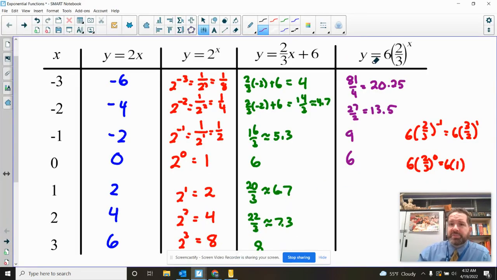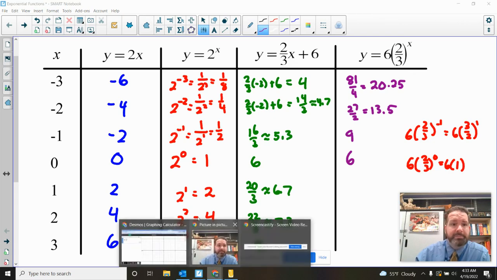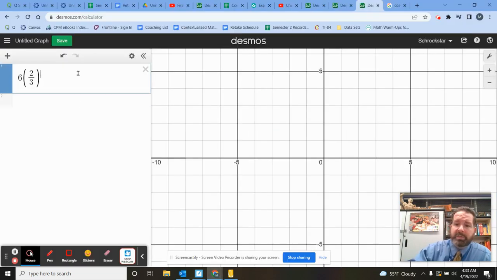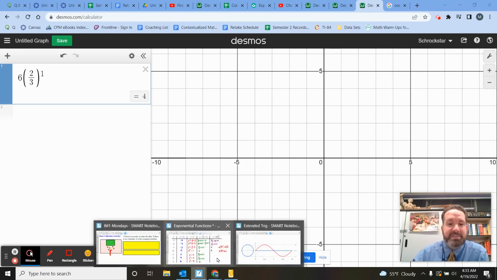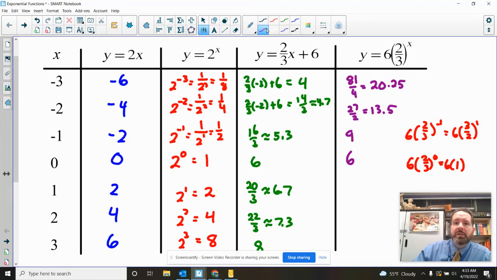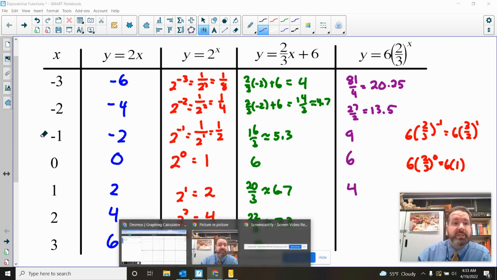Next up, 6 times 2/3 to the first. Now, 6 times 2/3 to the first should end up being 6 times 2, which is 12/3, should be 4. Let's see what happens. This exponent into a 1. Hey, there it is. So let's spot a pattern here. 20.25, 13.5, 9, 6, 4. Notice our numbers are going down. That's just a way to help us check ourselves because that pattern should continue. So our next number should be smaller, and then the last one smaller still.